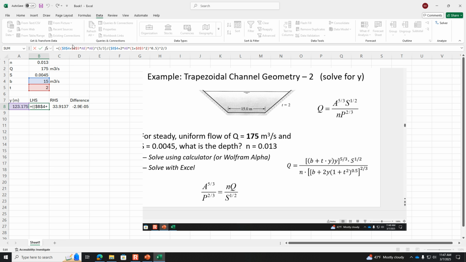So we've got b plus t times y to the 5/3 power divided by wetted perimeter, which is b plus 2 times y times 1 plus t squared to the power 1/2. Yeah, it's not jumping out at me what the issue is. Exponent at the end, not in parentheses. I think you're probably right.